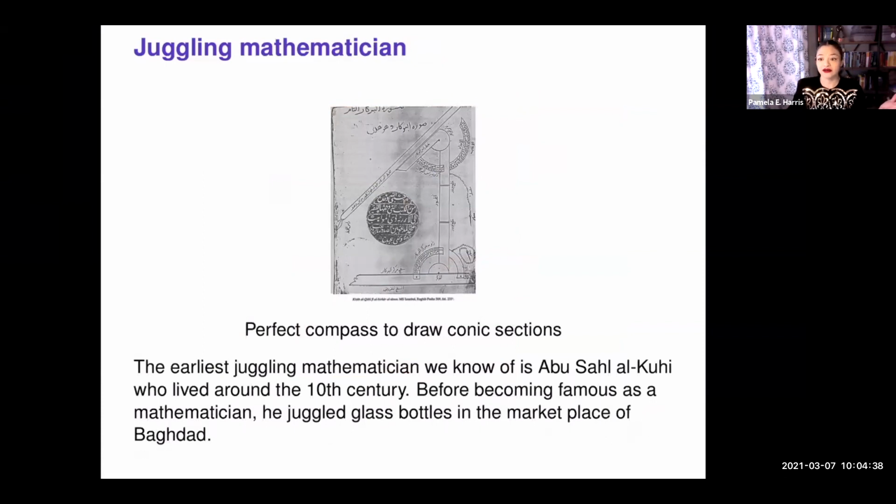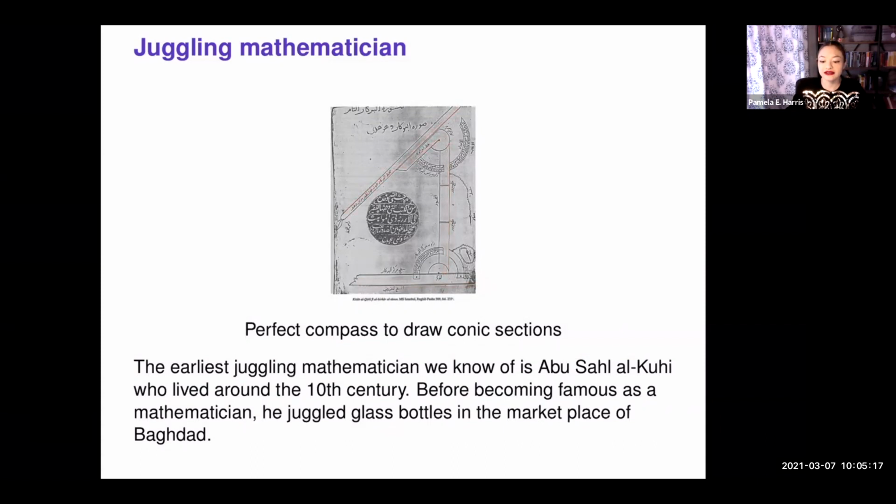You might now go to conferences and actually see people juggling in the lawn. Not any time recently, but maybe in the past, that was an experience you've seen at a conference. You see math folks juggling. Well, the first mathematician who was also known as a juggler is Abu Sa'u al-Kuhi, and he lived around the 10th century. Another thing that he was well known for is having created this perfect compass to draw conic sections. And so here's an illustration of it. I don't know if you can tell too well, but there are all these little angles to draw his compass to be able to draw these conic sections.